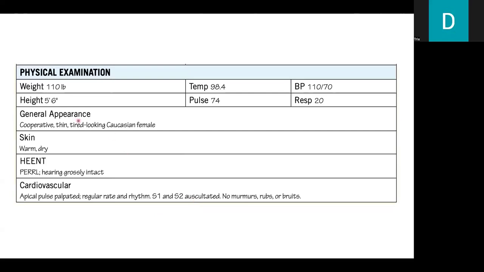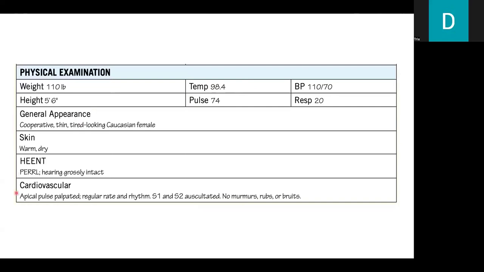For physical examination, she weighs 110 pounds. Her temperature is 98.4. Her BP is 110 over 70. Her height is 5'6". Pulse is 74. And her RESP is 20. General appearance: cooperative, thin, tired-looking Caucasian female. Her skin is warm and dry. HENT: her PERRL, hearing grossly intact.